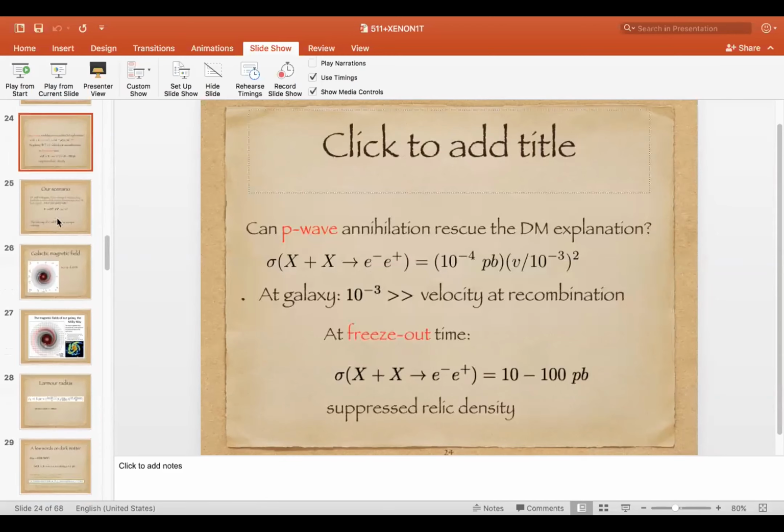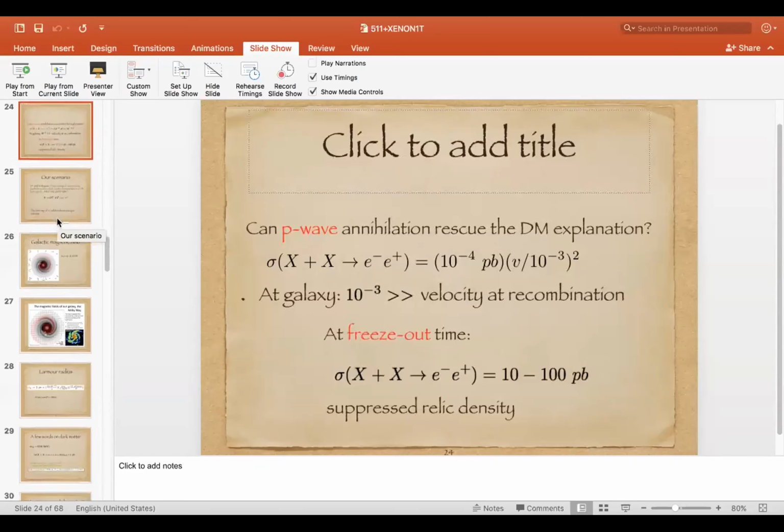How about the case that the annihilation is p-wave? Then the dependence on velocity will be like this, meaning that the annihilation is large in the galaxy where velocity is relatively large, but at the time of recombination, when the dark matter velocity is much smaller, the annihilation will be negligible. It will not affect the CMB. However, at the time of freeze out, the annihilation cross section will be huge, which will suppress the relic density within the thermal freeze out scenario.